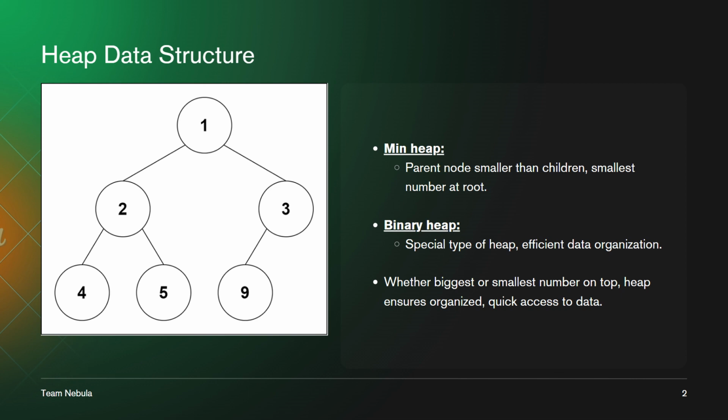On the other hand, if you are talking about a min heap, it's the opposite. Every parent node is smaller than its children, and the smallest number is right up there at the root. And guess what? We call this whole heap thing a binary heap when we are being a bit more specific. It's like a magical tree that helps us keep track of data in a way that's super efficient. So, whether you are aiming to have the biggest number on the top or the smallest, a heap is your go-to structure to make things organized and quick to access.